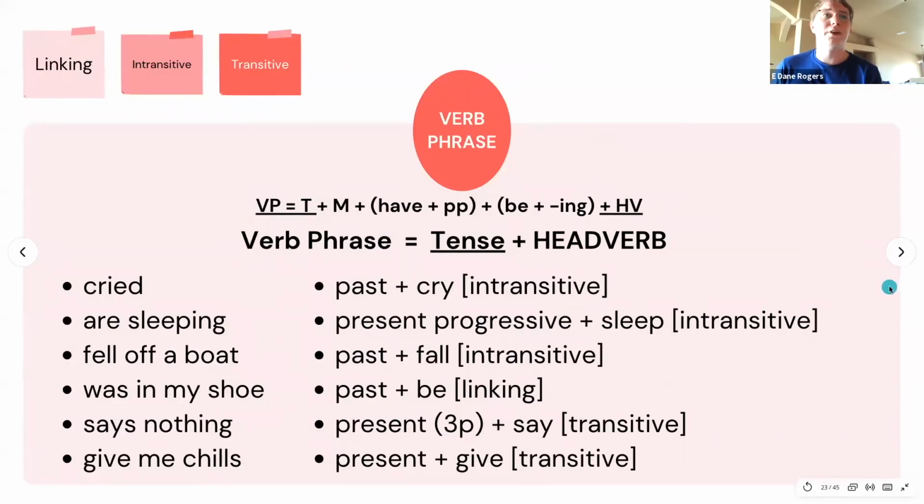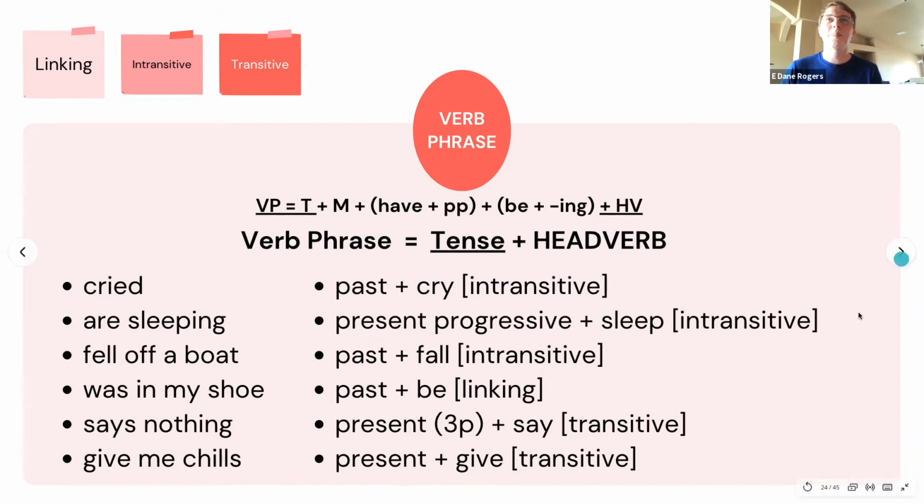So finishing up here on the verb phrase, cried, just like a determiner and a head word or head noun, we can separate the tense from the base verb. So the base verb is cry. The time is past, so it's cried. And this is an intransitive verb. We don't need any sort of an object. So we're not going to go through this whole list because it's mostly review for you. But you can go through it at any time. I posted the slideshow online.